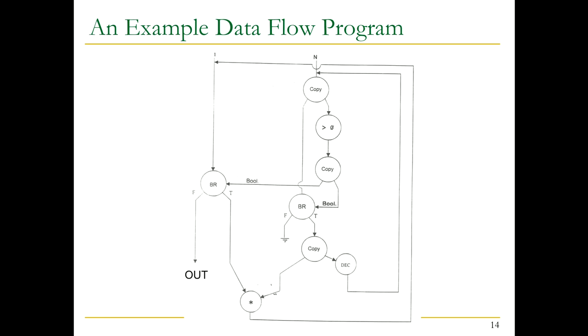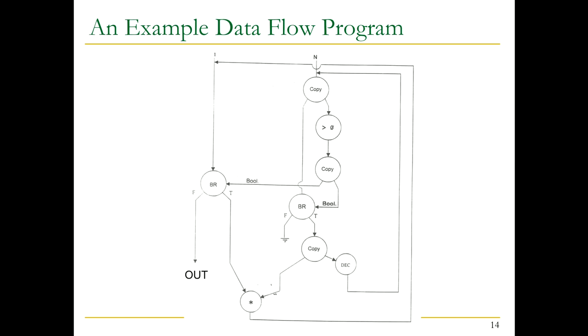Basically, this will be n over here. This will be n. Clearly, it's not going to fire because this is not available yet. But this is going to fire. n greater than 0 produces a true, and true gets copied over here, and both of them fire at this point because they were waiting for their Boolean token.